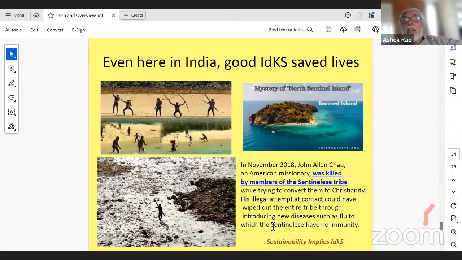These people have been living in isolation for little over 50 to 60,000 years back. This is exactly what happened in South America. When Christopher Columbus went, he had very few soldiers.